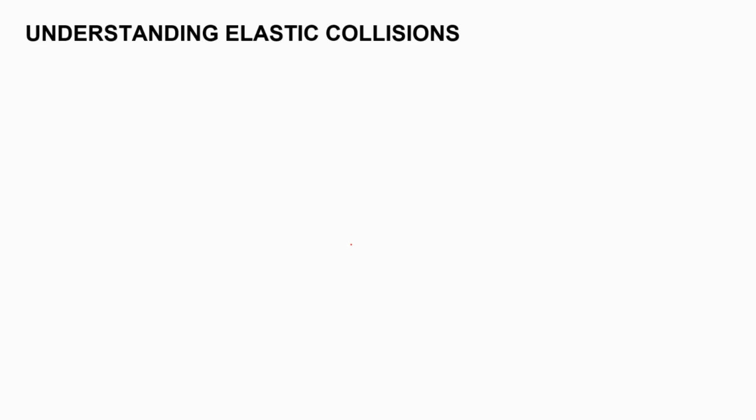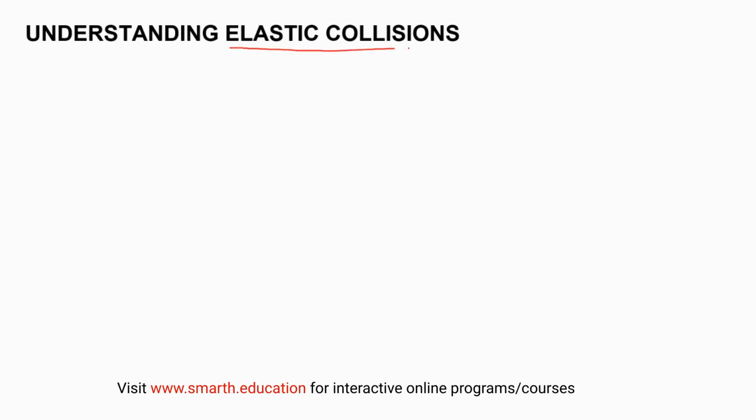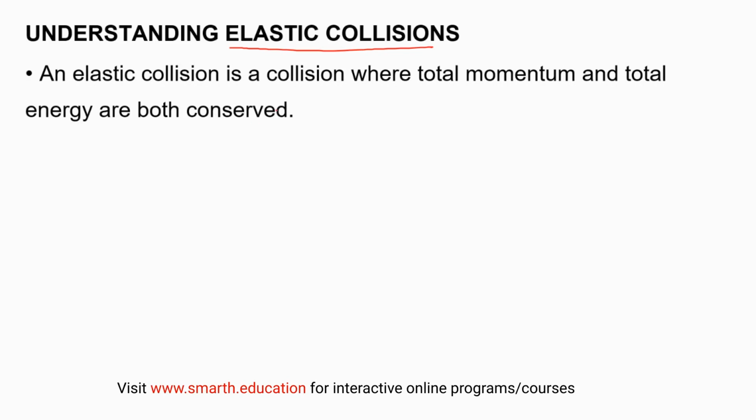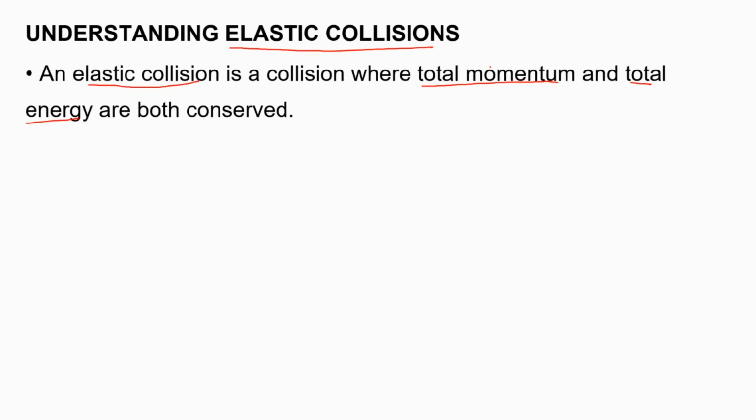In the next 3 tutorials, we're going to be looking at elastic and inelastic collisions. Now, let's discuss what elastic collisions are. An elastic collision is a collision where the total momentum and total energy are both conserved. So, for elastic collisions, there are two things that are conserved here. We have the total momentum and the total energy.